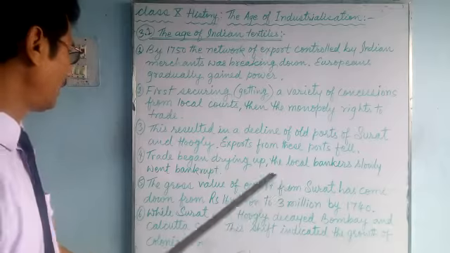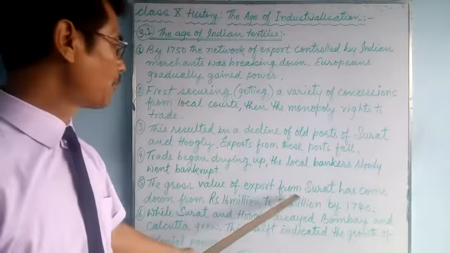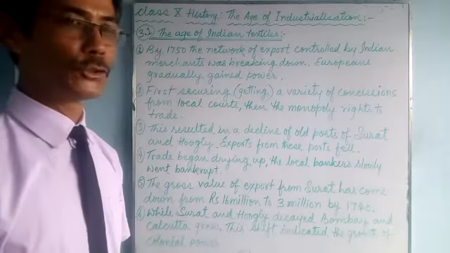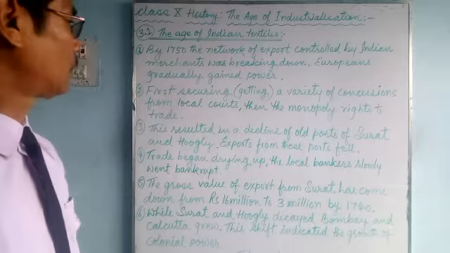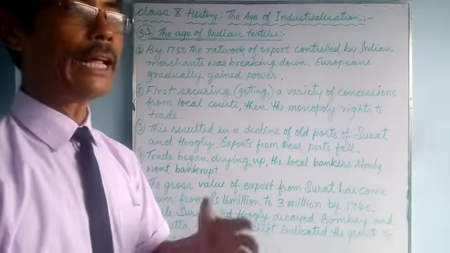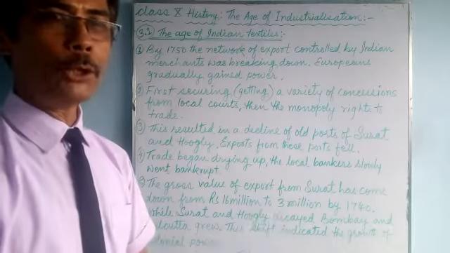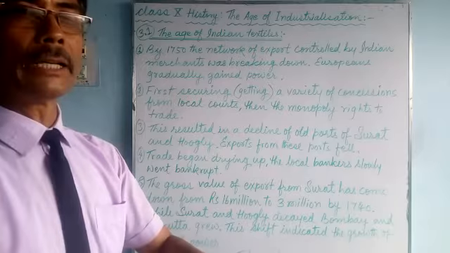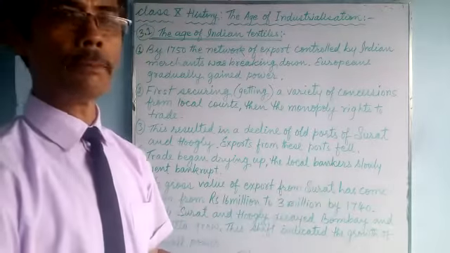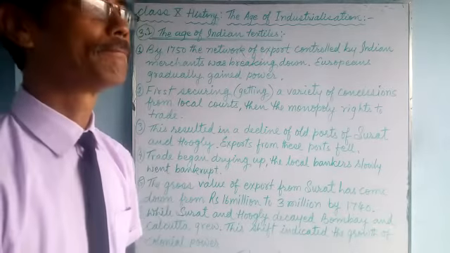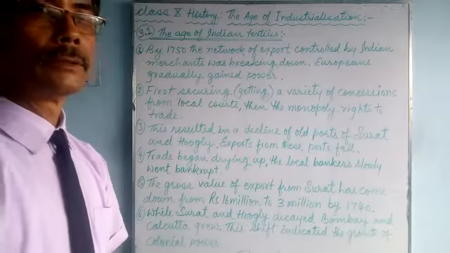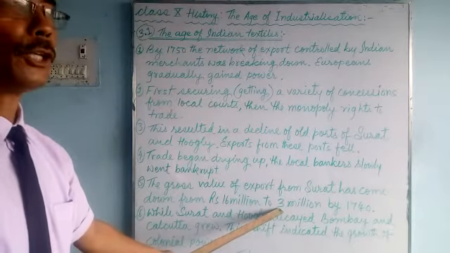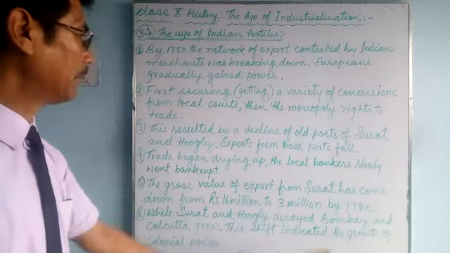You can see that the gross value of export from Surat has come down from rupees 16 million to 3 million by 1740s. During the 1740s, the value of export from Surat port in Gujarat was 16 million rupees, a huge amount of money at that time. It has reduced to 3 million. 13 million has gone down. There was a great reduction in trade, export from Surat by 1740.